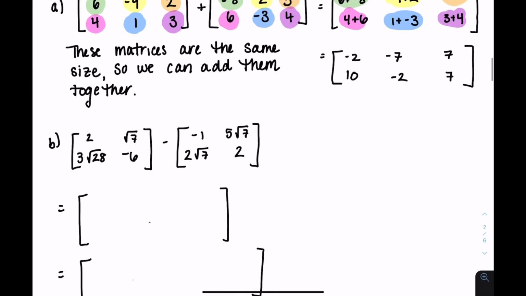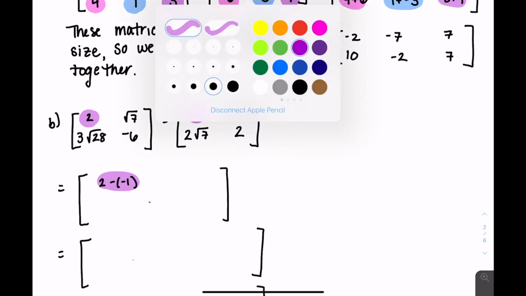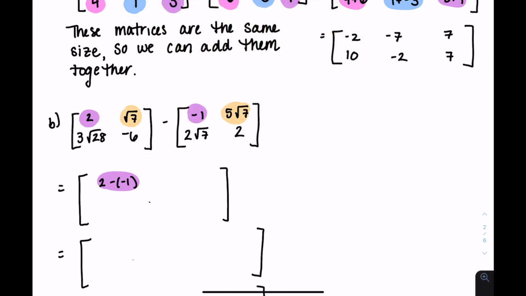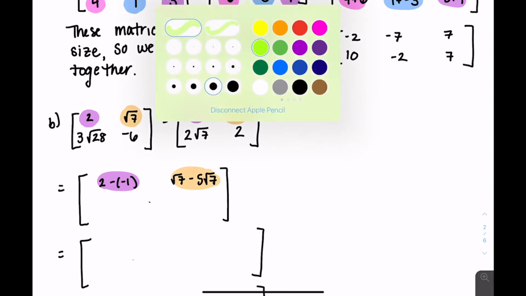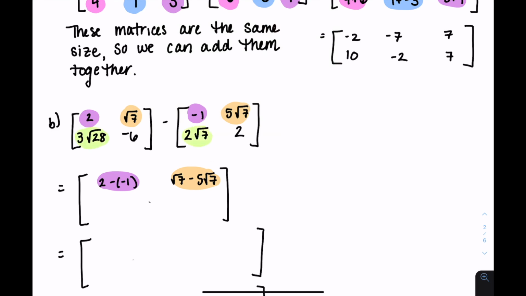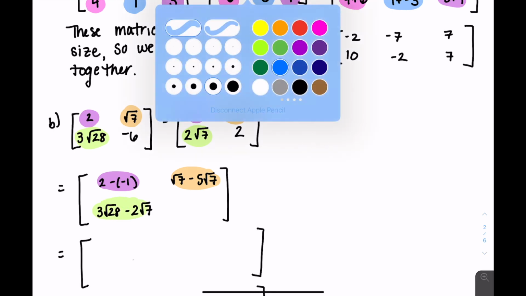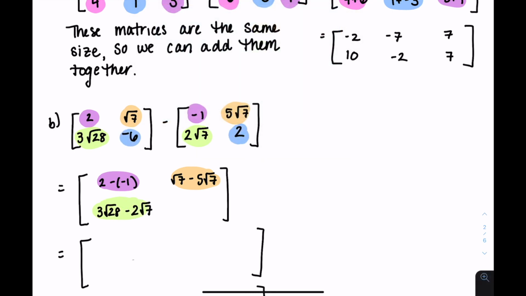Now if I want to subtract, same thing. They're both 2 by 2 matrices, so I just subtract the same type of components. So I'm going to combine those first row, first column to get 2 minus -1. If I move on to the next element, I've got the square root of 7 minus 5 root 7. So we'll be able to simplify that. Then we've got 3 root 28 minus 2 root 7 in this position. And then we've got -6 minus 2 in this last position.